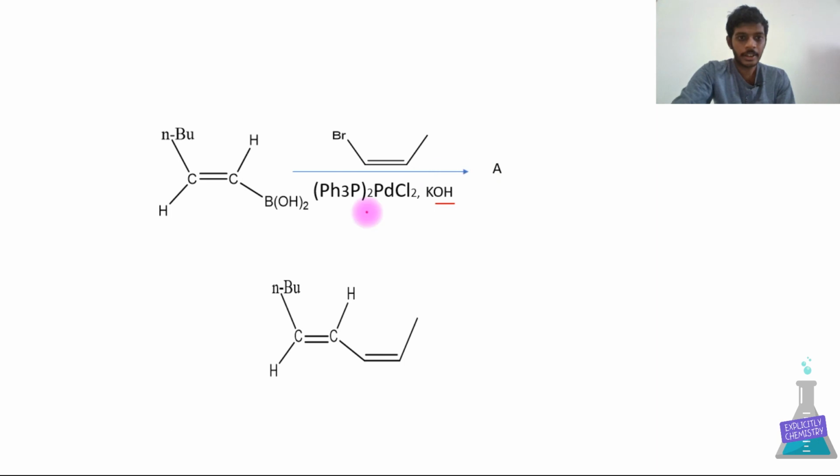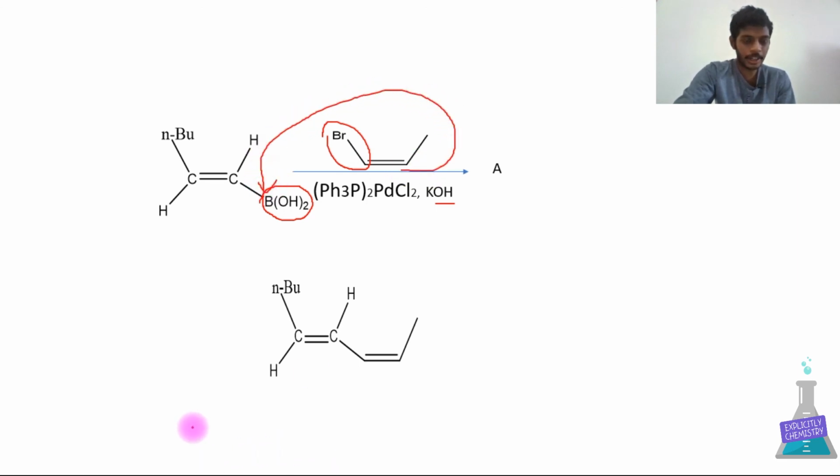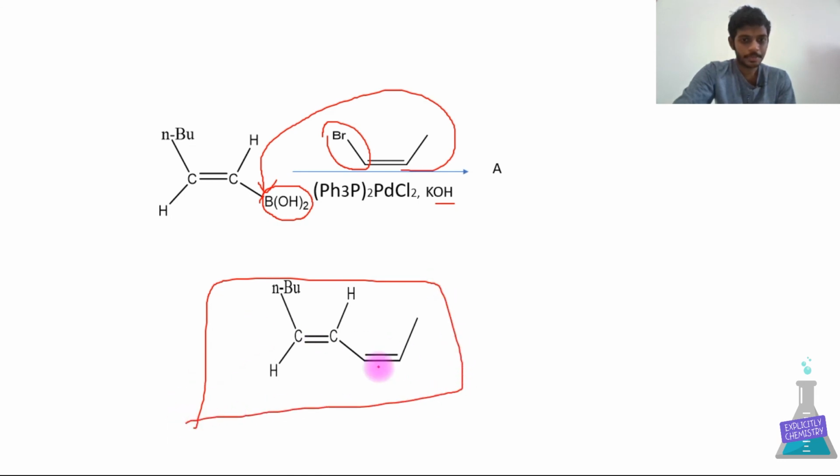What is the product? It's simple. We just have to remove this boronic acid and bromine with the bond, then you attack here. The following product is obtained. See, you attack here, this product will be obtained, and this is the product A. Very simple coupling reaction.